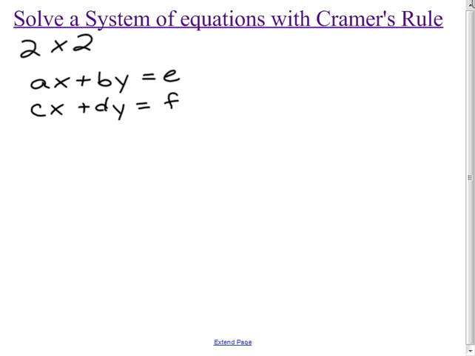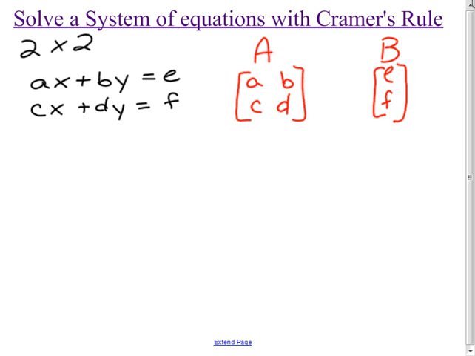So what we have to do is pull out those constants, those coefficient pieces. So my A matrix is A, B, C, D. Those are the coefficients of my variables, my x's and my y's. Make sure your x's and y's are lined up. Then we're going to introduce what's called a B matrix, which is the answer matrix. And in this case, it's matrix E, F. That's what it equals. So now I can use determinants and Cramer's rule to calculate what x and y are.